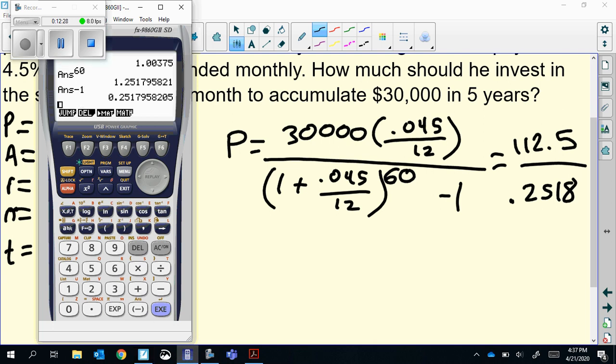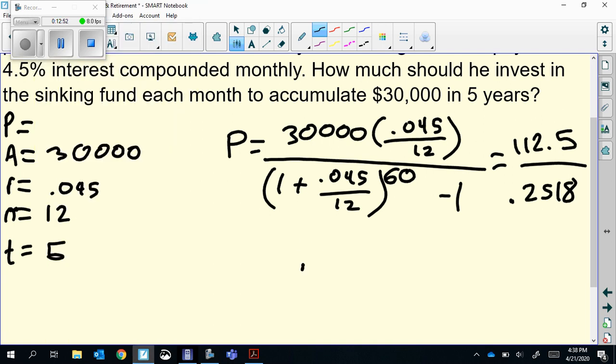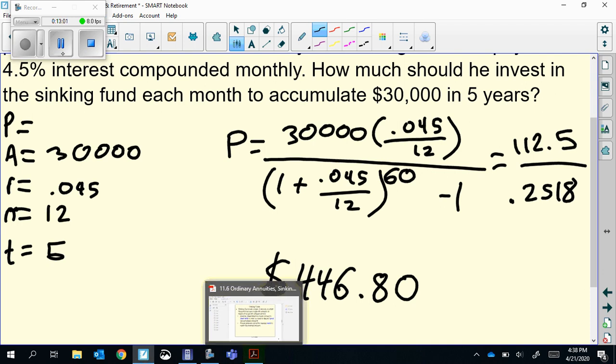There we go. But our final answer here is going to be 112.5 divided by that number we just have written right there. So we'll just say divided by the answer. $446.79. We do need to round that up, otherwise it'll be a little bit short. So we'll say $446.80. Otherwise you'd be a couple dollars short at the end.